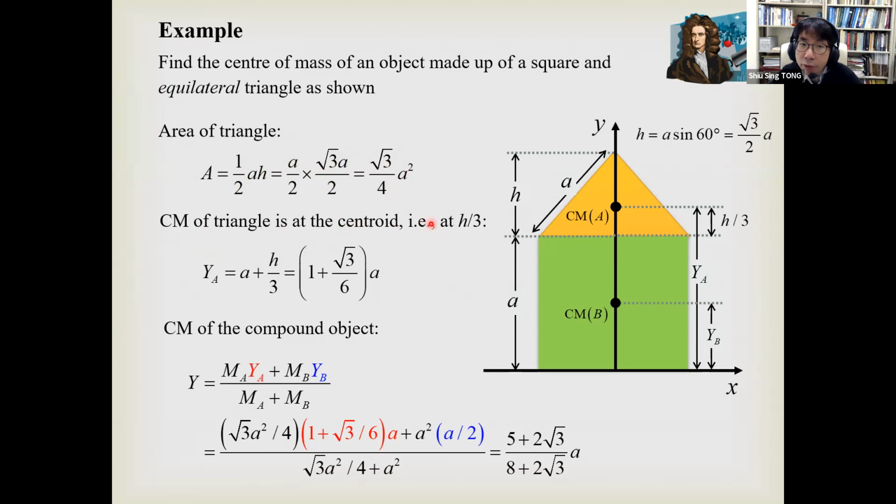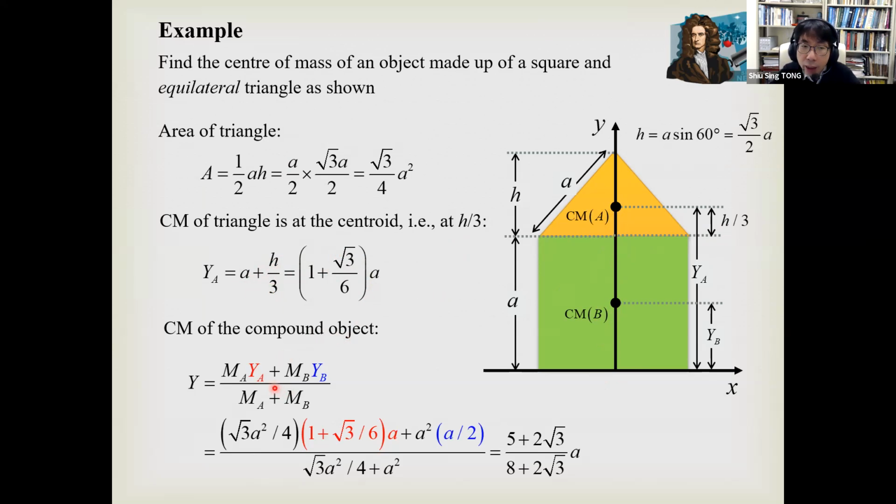Now the center of mass of the triangle is at the centroid. The centroid position is at a height of h over 3 above the base. But we now count the heights from the x-axis. So the height of the center of mass of the triangle above the x-axis is h over 3 plus A, where A is the height of the square. We add the height of the square to the height of the centroid above the base of the triangle. So we got this number.